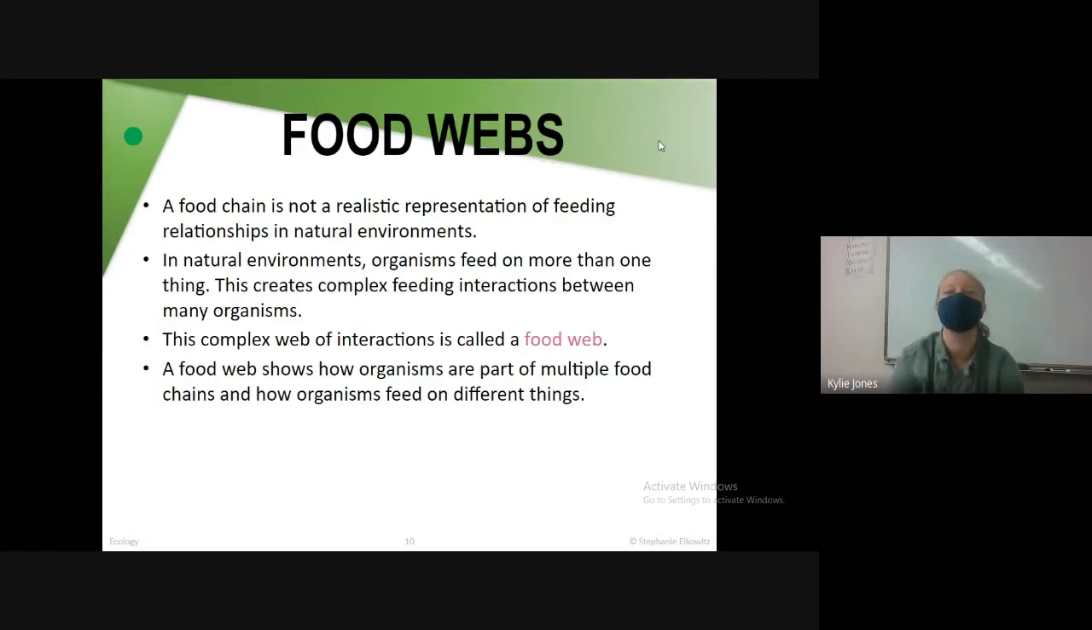On the game yesterday, if you got to the place where it was all kinds of different animals and arrows, that would have been a food web, but we hadn't talked about it yet. So the complex web of interactions is called a food web. The food web shows how organisms are part of multiple food chains and how they feed on different things. So things that eat all kinds of different things. Okay? So I'm going to go grab my water bottle. I'll give you about 30 seconds to do this slide really quick.